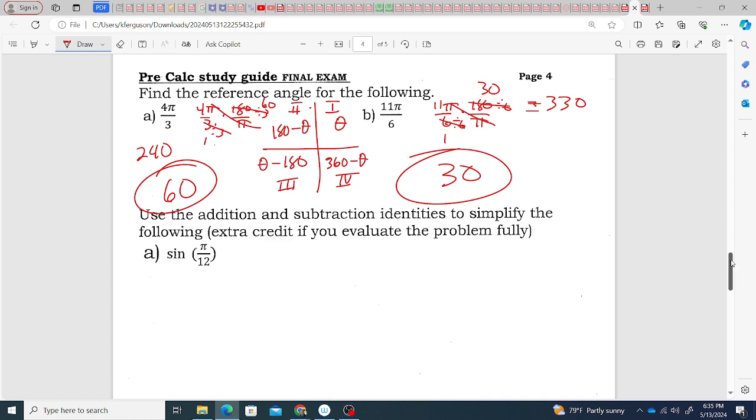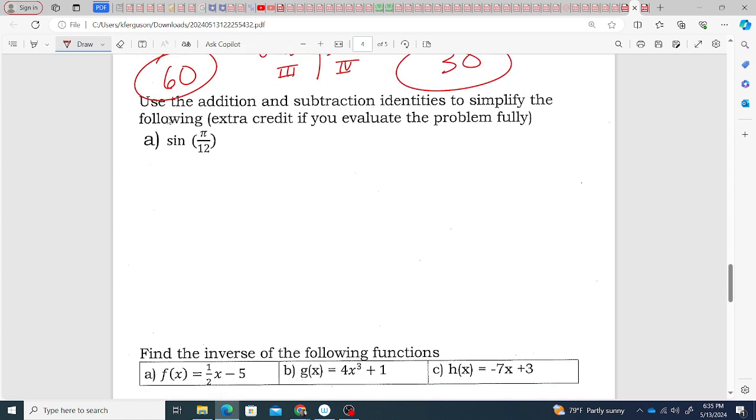Now, this is something that we just did. I need to think of two values, in radians, that when I add or subtract them, I get pi over 12. Well, that's pretty simple. It's 4 pi over 12 minus 3 pi over 12. Now, why did I choose those? Because they reduce to something that I know we've been doing. They reduce to pi over 3 minus pi over 4.